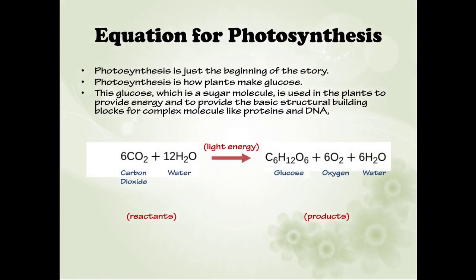Photosynthesis is just the beginning of the story. Photosynthesis is how plants make glucose. This glucose, which is a sugar molecule, is used in the plant to provide energy and to provide basic structural building blocks for the complex molecules such as protein and DNA. Here is the equation for photosynthesis. 6 carbon dioxide molecules plus 12 water molecules in the presence of light energy will produce 1 glucose molecule, 6 oxygen molecules, and 6 water molecules.